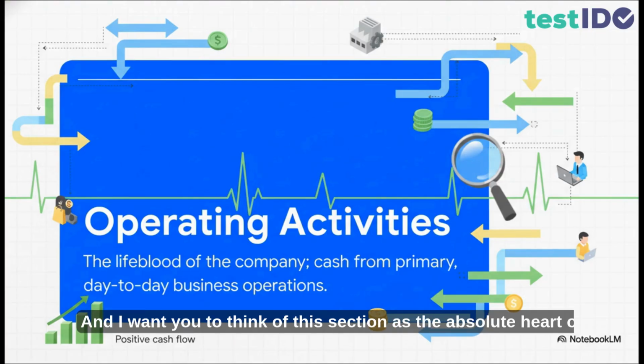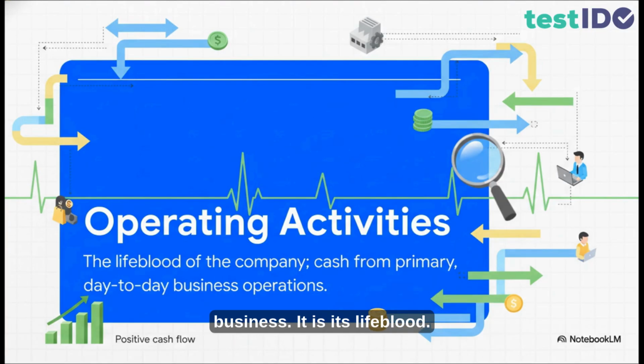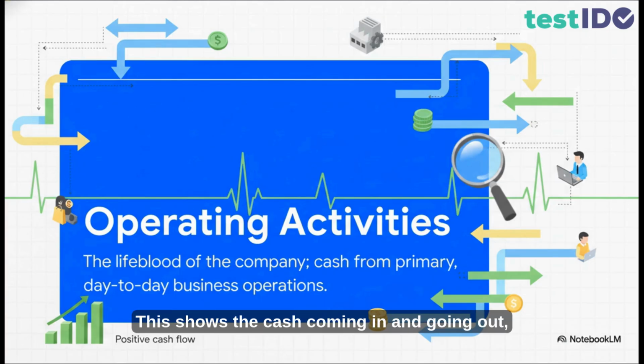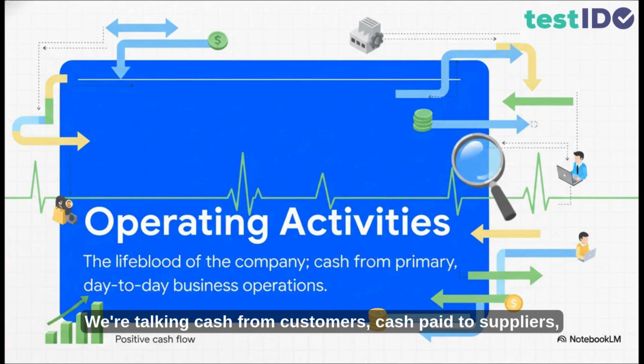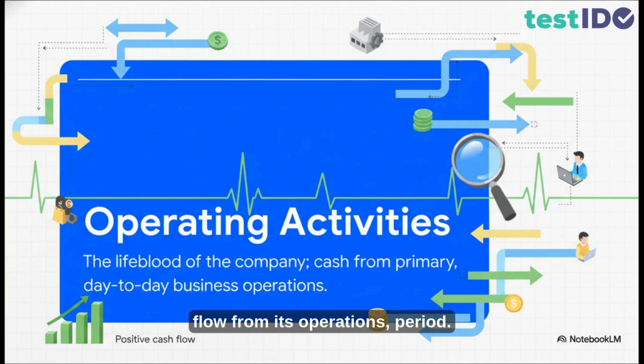Okay, first up, operating activities. And I want you to think of this section as the absolute heart of the business. It is its lifeblood. This shows the cash coming in and going out from the company's main day-to-day business. We're talking cash from customers, cash paid to suppliers, cash paid to employees. A healthy company has to be generating positive cash flow from its operations, period.